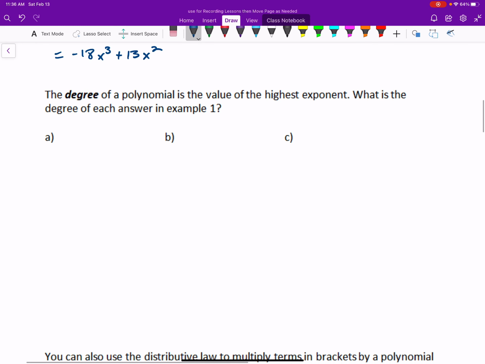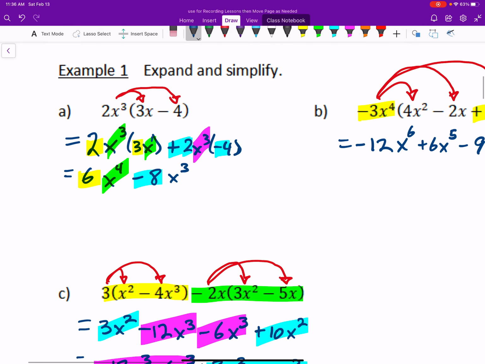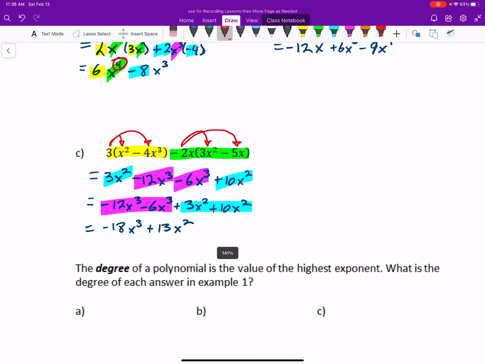The degree of a polynomial, just a reminder of this, again, back to grade 9, we learned this earlier. The degree of a polynomial is the value of the highest exponent. So what's the degree of each answer in example 1? Since I put them in order from highest to lowest, that makes it easy. The degree is just the exponent of my first term, since my first term's always got the highest exponent. So the degree for example 1 is 4.